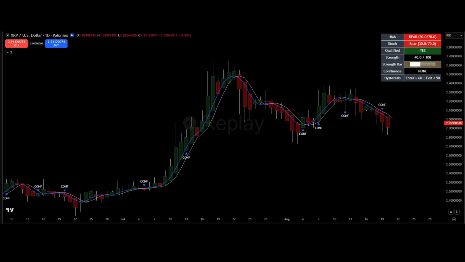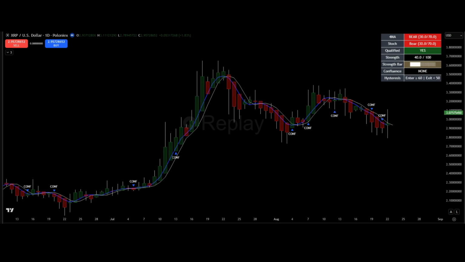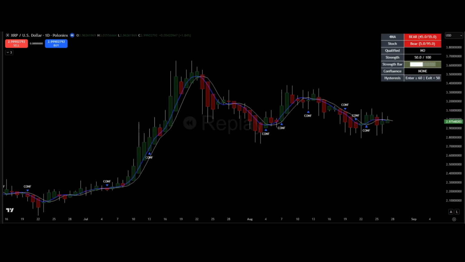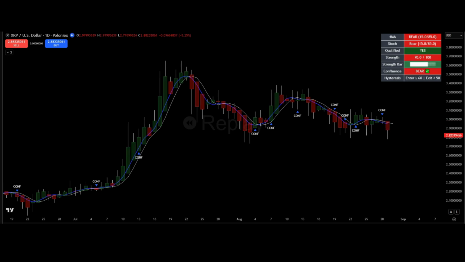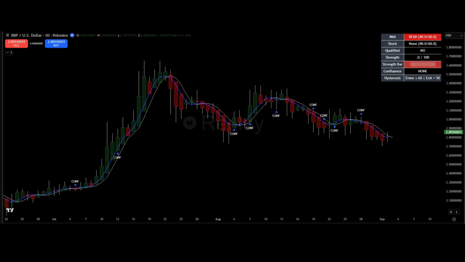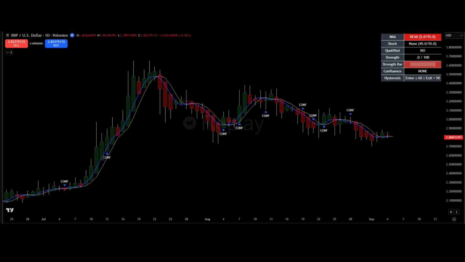Importantly, I don't treat a single triangle as a prediction. I treat it as confirmation that conditions have shifted. The indicator isn't trying to guess the future. It's telling me when alignment across timeframes has actually changed.